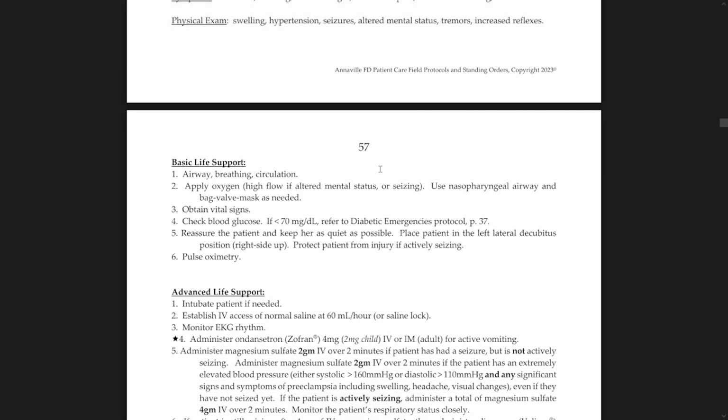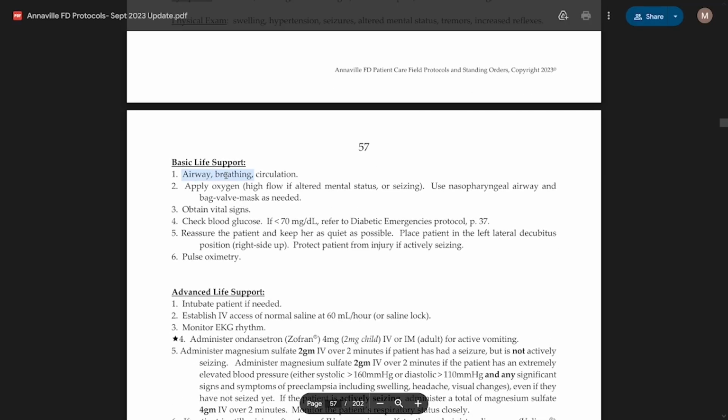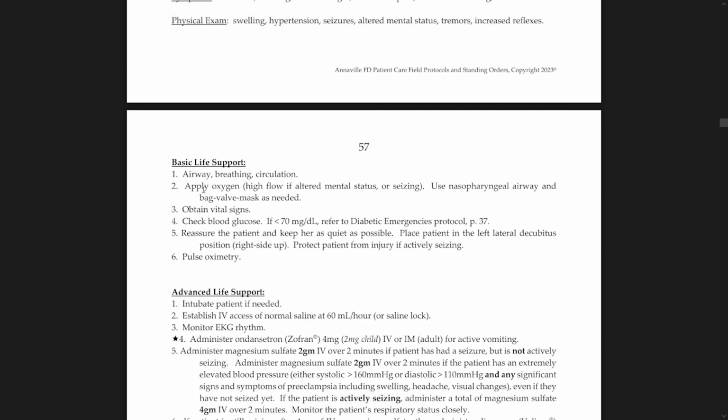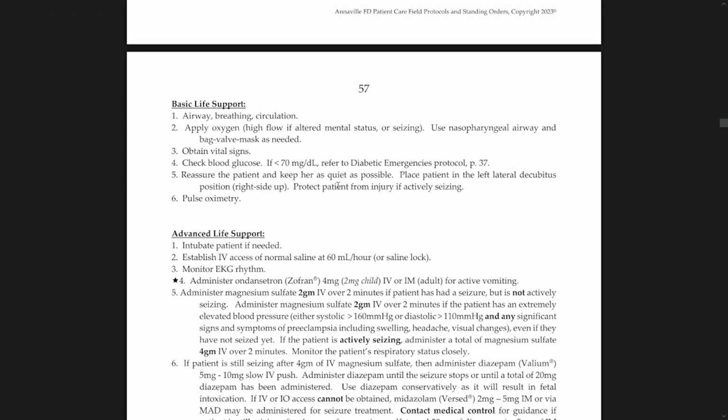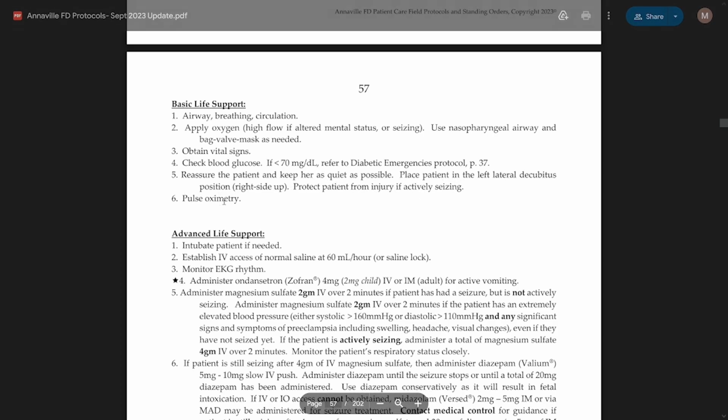For BLS or basic life support, we want to monitor their ABCs. We want to apply oxygen if necessary and use an MPA or BVM as needed. Obtain vital signs. Check your blood glucose levels. If it's less than 70, then refer to the Diabetic Emergencies found in page 37. Reassure the patient and keep her as quiet as possible. Place the patient in the left lateral decubitus position, the right side up, and protect the patient from injury if they're actively seizing. You also want to place them on a pulse oximeter.